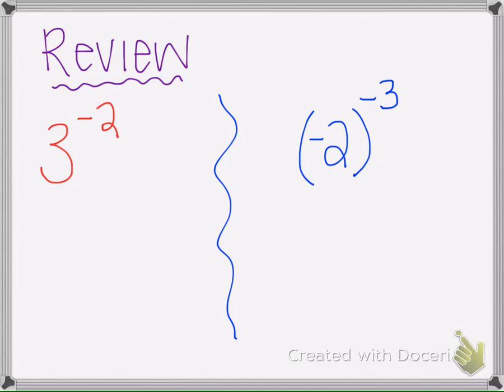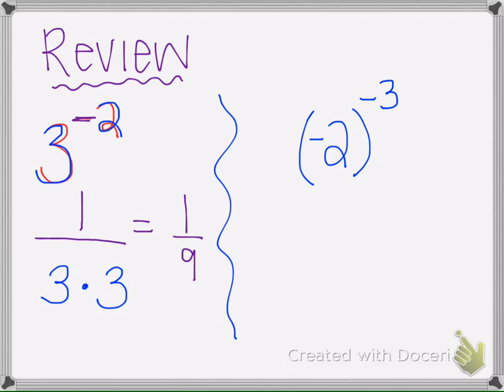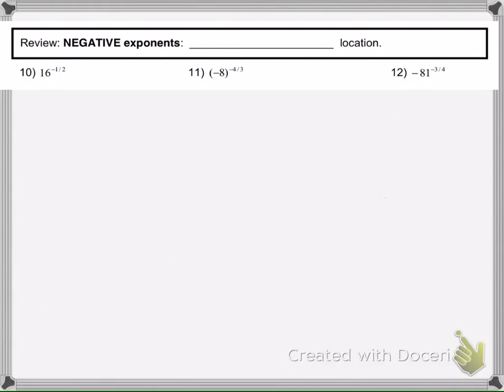So first of all, remember that this is the base, and you're going to multiply it twice, because the exponent is 2. But because it's negative, the negative tells us to move it to the denominator. So we're going to get 1/9. So that is what we're going to do with example 10. So our review is when you have negative exponents, you're going to move location.